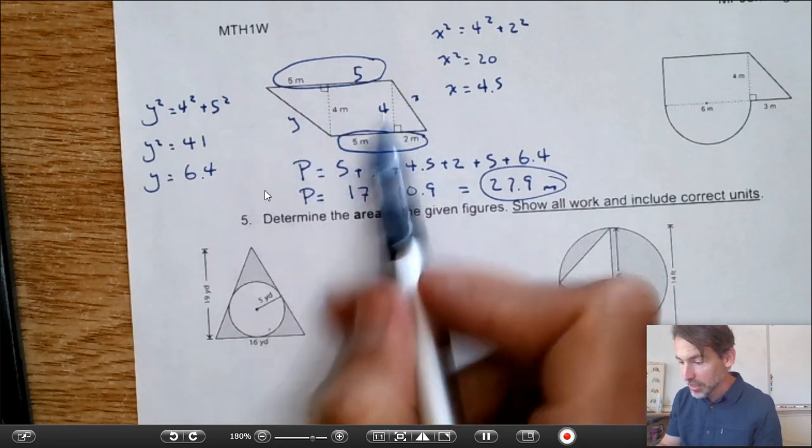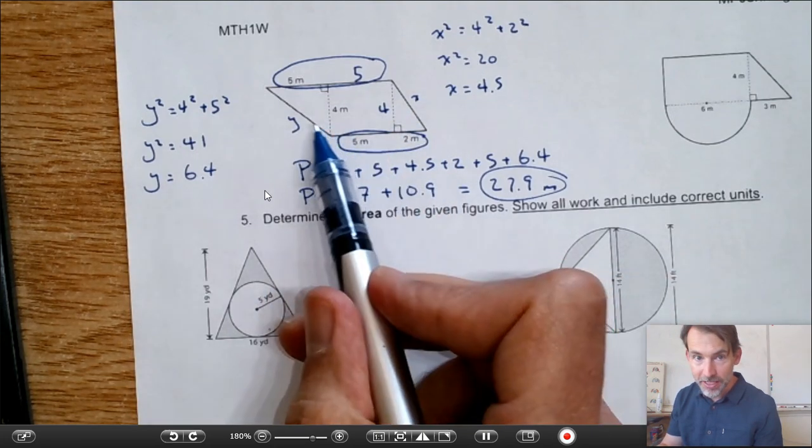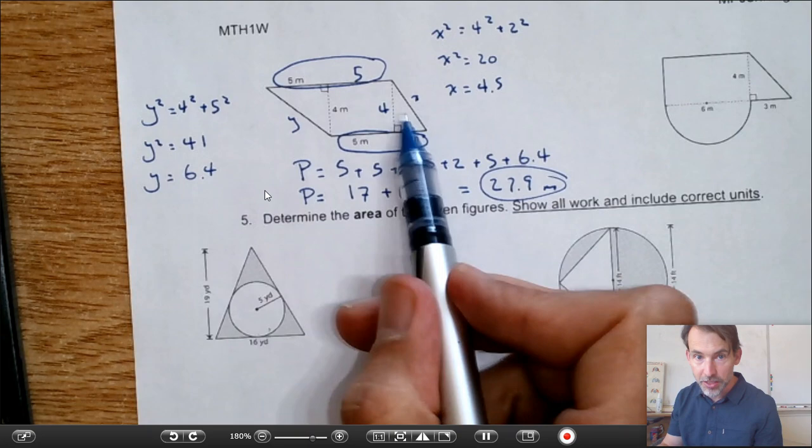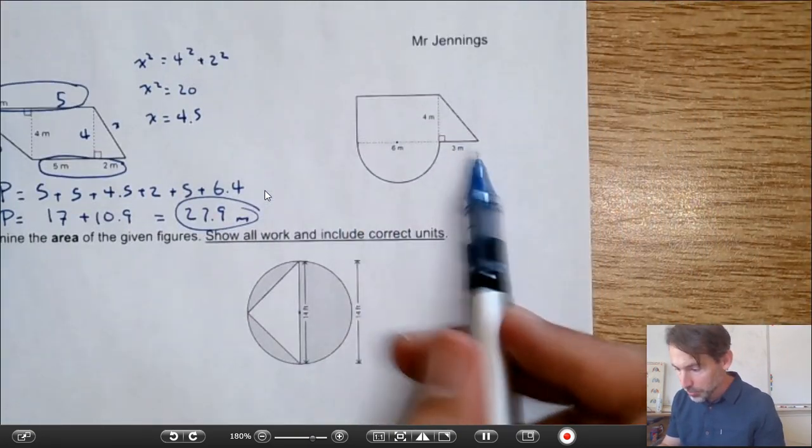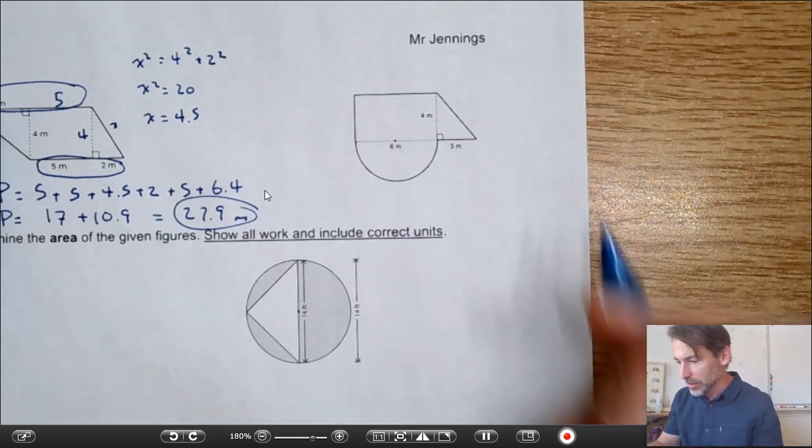Don't make the mistake of thinking that that's a parallelogram. It's not. These sides are not parallel on the opposite sides there, x and y, so they're different lengths. Okay, finding the perimeter of this one is mildly tricky.